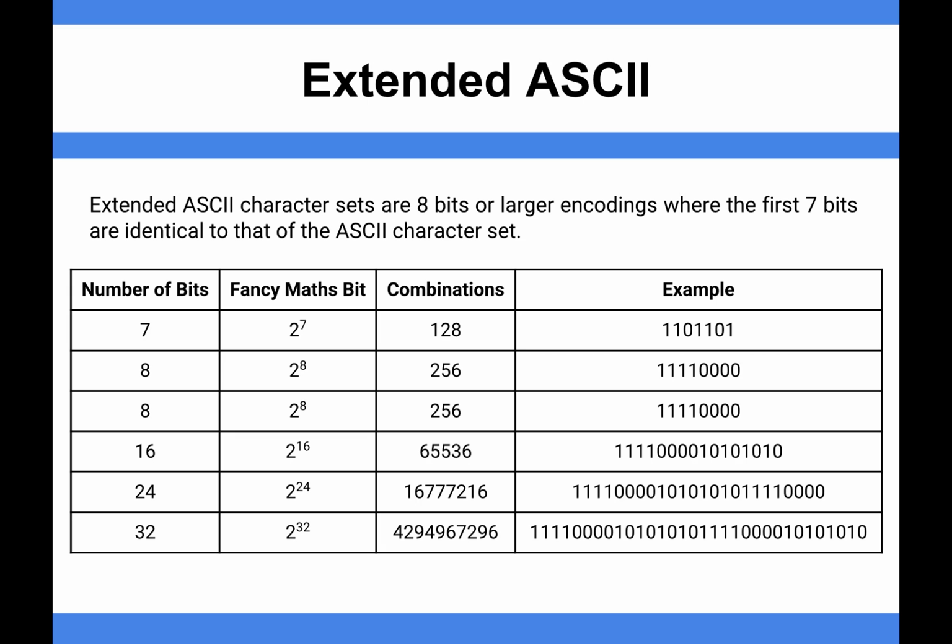Okay, so extended ASCII are the most common types of character sets, and they include the first 7 bits being identical to that of the ASCII table.